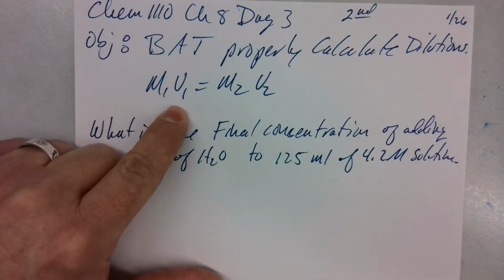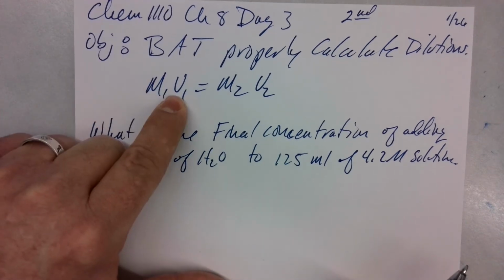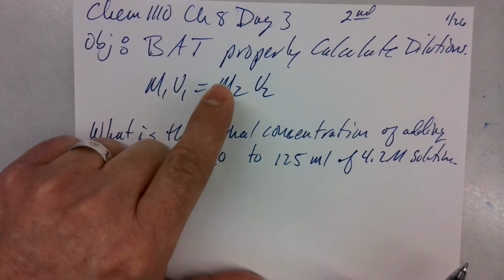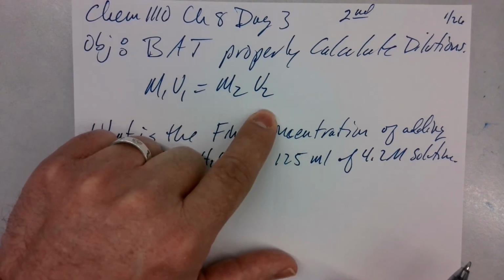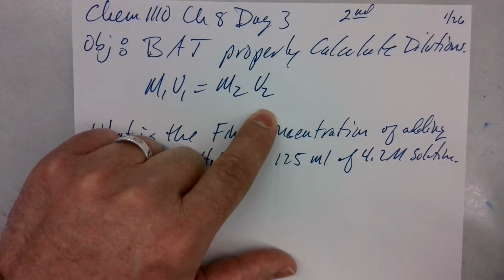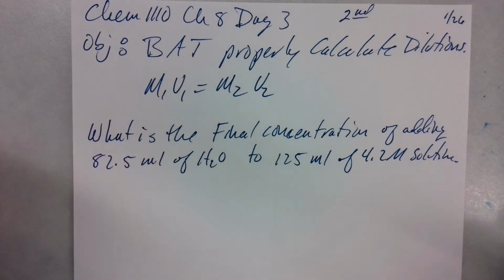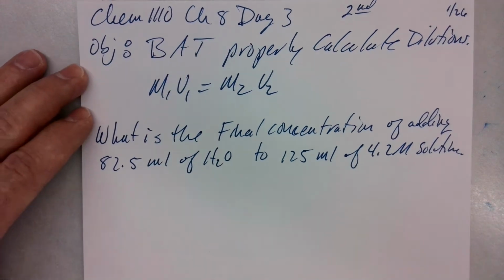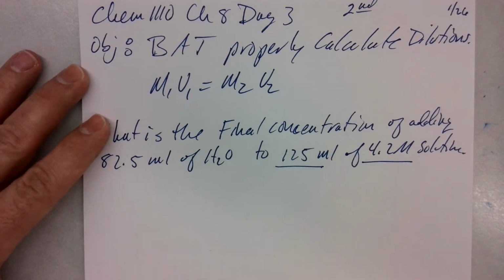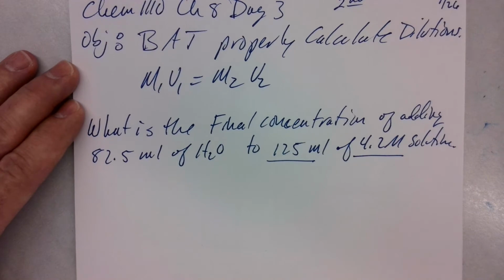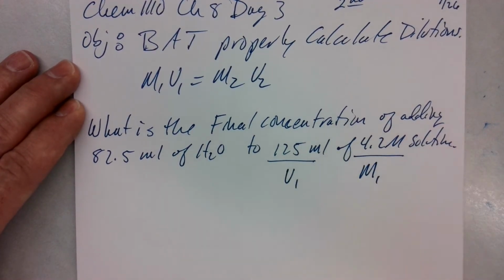Now, M1V1, that usually stands for my initial molarity times my initial volume is going to be equal to my final molarity times my final volume, right? Now, as volume goes up, my molarity must do what? Must go down, because these are inversely related, right? Now, here's the question. What is this and this? They're my initials, right? Because that's what I'm starting with. So this is going to be my V1. This is going to be my M1.